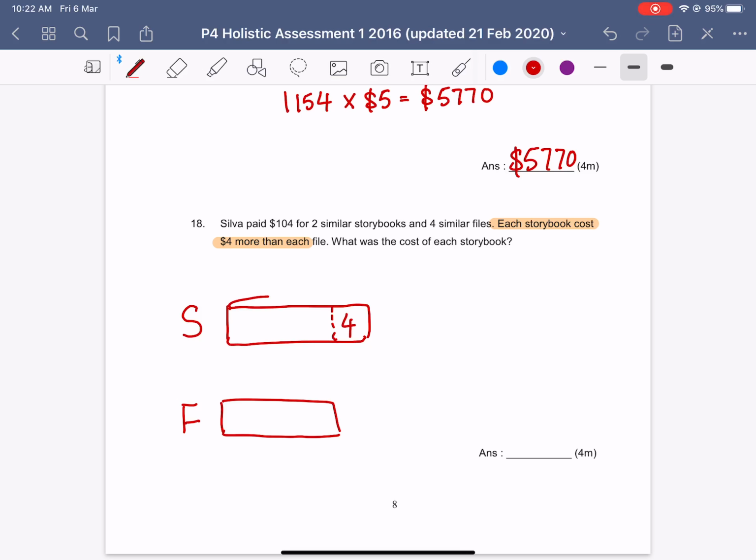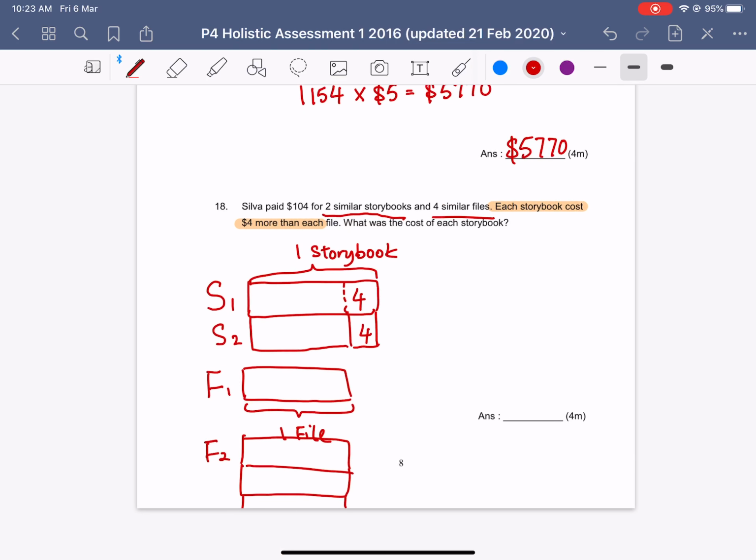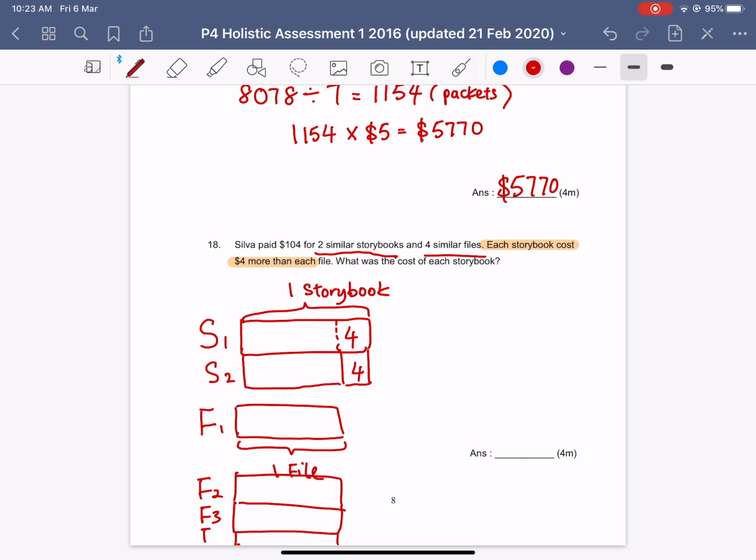Now this is just 1 storybook. And this is just 1 file. Did the person only buy 1 storybook and 1 file? Not really. The person actually bought 2 storybooks, 4 files. So I can actually show the 2 storybooks by joining them. So the 2 storybooks will now look like that. Storybook 1, storybook 2. Now file, the person bought 4. So there's 1 file. There's a second file. And of course there's a third file as well as a fourth file, which I have no space for. Okay, file number 3, file number 4. And the total is actually 104.